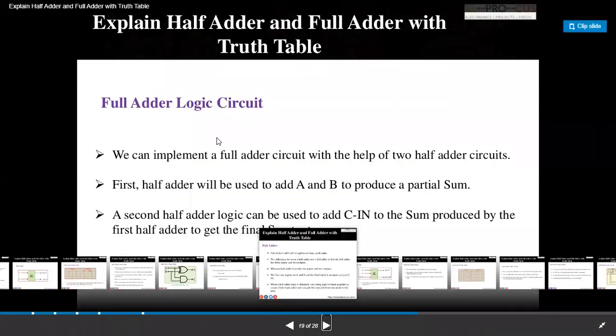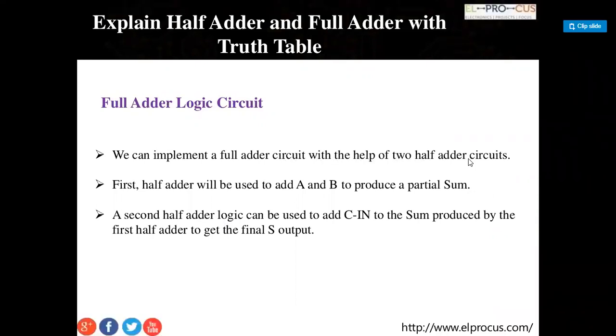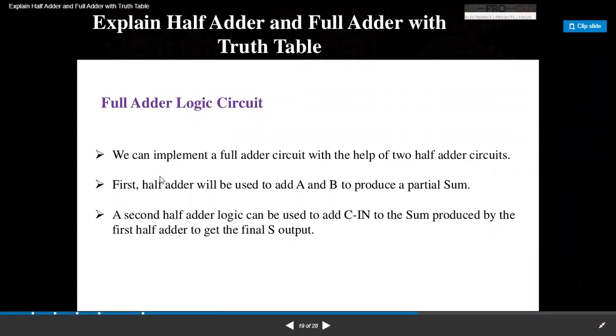So to design that full adder circuit, we can implement a full adder circuit with the help of two half adders. By interconnecting the two half adders with each other, we can easily obtain the full adder circuit. The first half adder is used to add A and B to produce a partial sum. The second half adder logic is used to add C in to the sum produced by the first half adder to get the final S output.